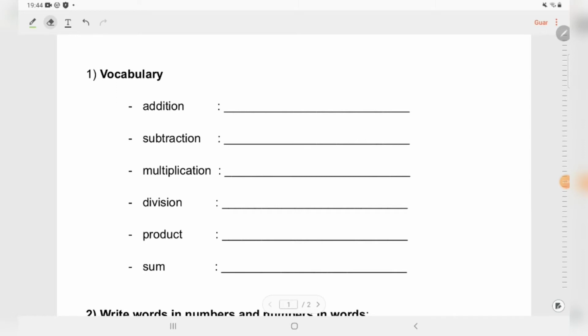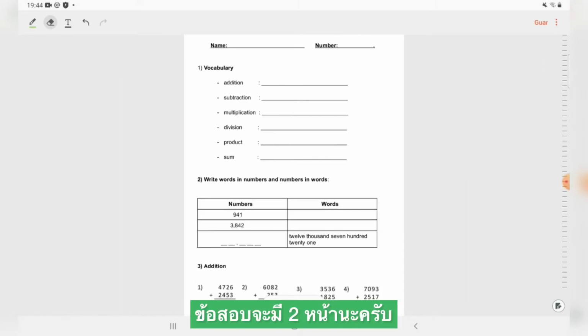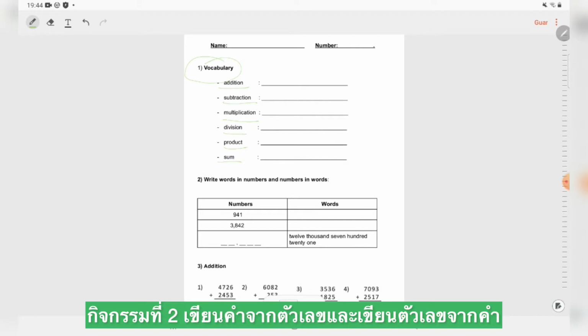In this test, as you see, we have 2 pages. This is page number 1 with 3 exercises. Exercise number 1, vocabulary. We have 1, 2, 3, 4, 5, 6 words. In exercise number 2, we have to write the word in numbers and numbers in words. As you see here, sometimes we have the number but we don't have the word, like these 2 exercises, or we have the word but we don't have the number, so we have to fill it.